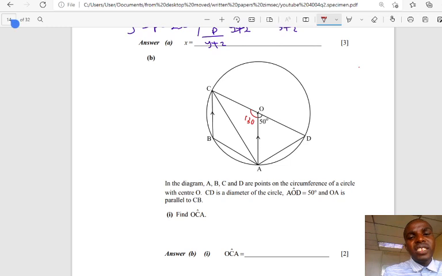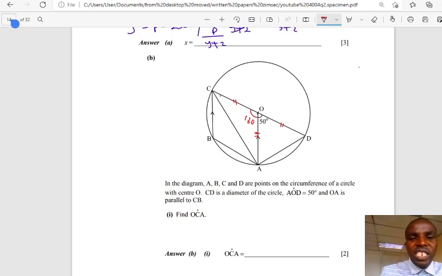Then this side and this side are equal, so this forms an isosceles triangle. Also, triangle ODA, not AOD, is an isosceles triangle because it's made up of 2 radii. Then also triangle AOC is an isosceles triangle. It's made up of 2 radii. If you join the radii, they form 2 isosceles triangles.